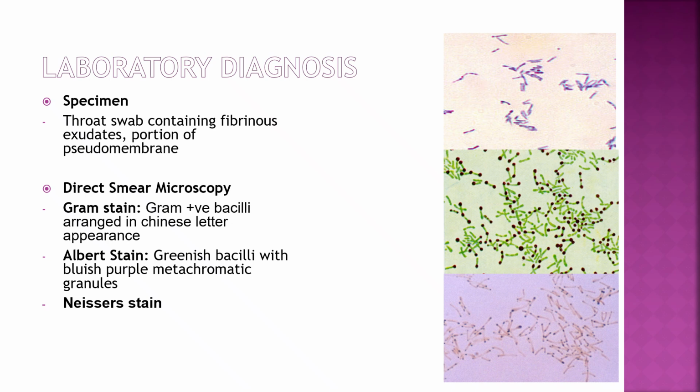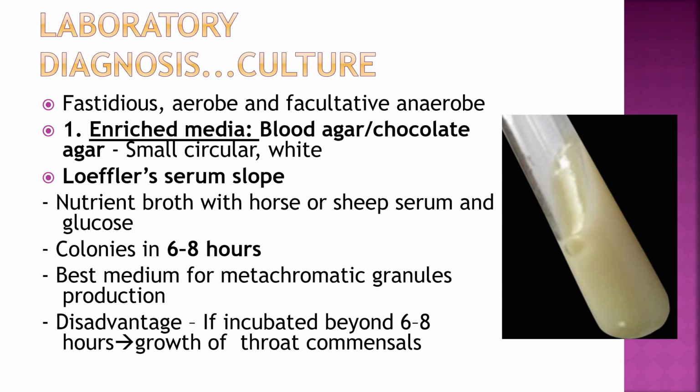Neisser stain you can see here. So red color bacteria and metachromatic granules are bluish in color. Then you can do culture inoculation. The bacteria is fastidious, aerobic and facultative anaerobic.